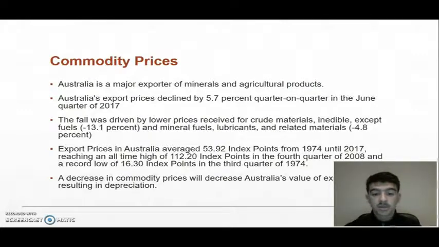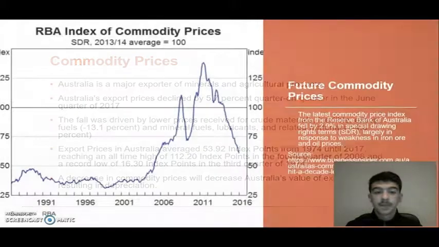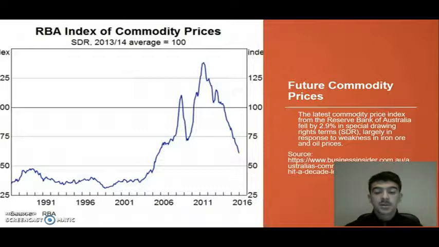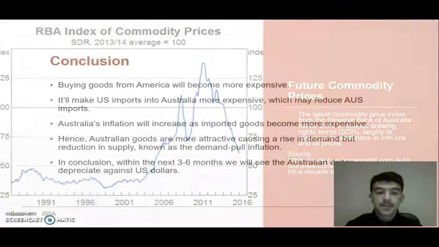A decrease in commodity prices will decrease Australia's value of exports, thus this will result in depreciation. From the graph provided by the Reserve Bank of Australia here, we can see that the latest commodity price index fell by 2.9% in special drawing rights terms, and this was due to a decrease in the price of iron ore and oil prices.